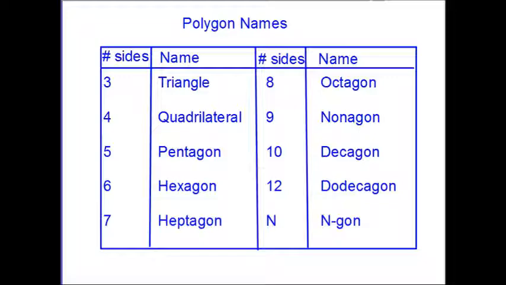If it's 7 sides, it's a heptagon. 8 sides we know is an octagon. 9 sides is a nonagon. 10 sides is a decagon. 12 sides is a dodecagon. N represents any number of sides. If it's not one of these listed up here, usually it's given with the number of sides / gon. For instance, if we have 21 sides, that would be called a 21agon.